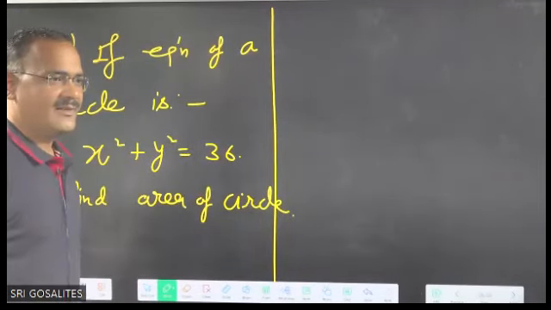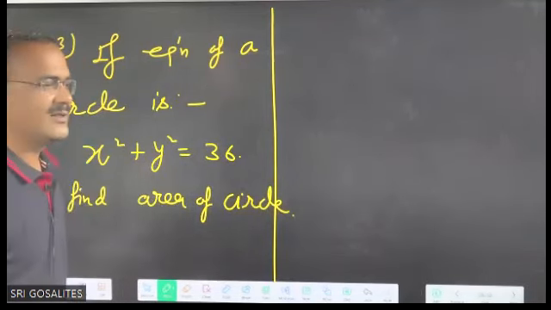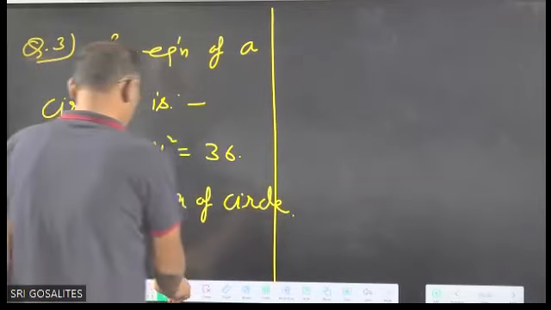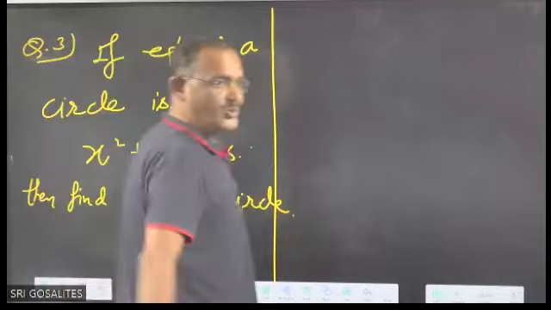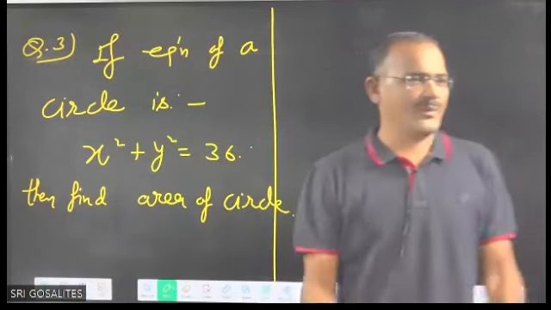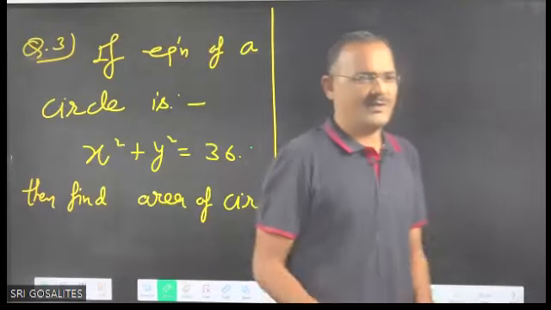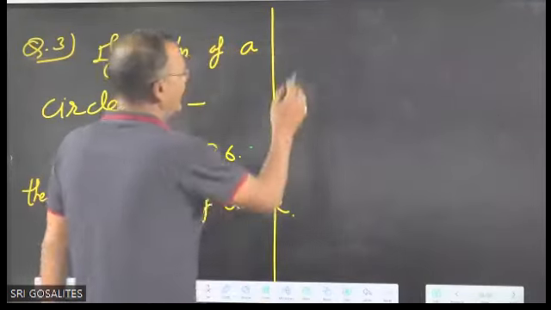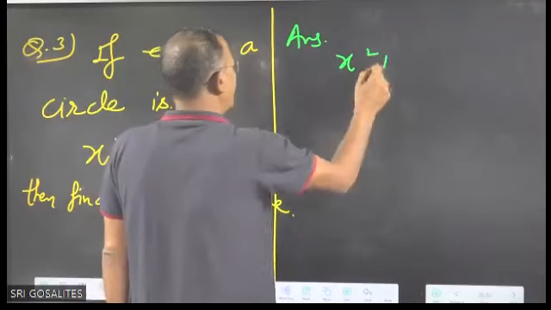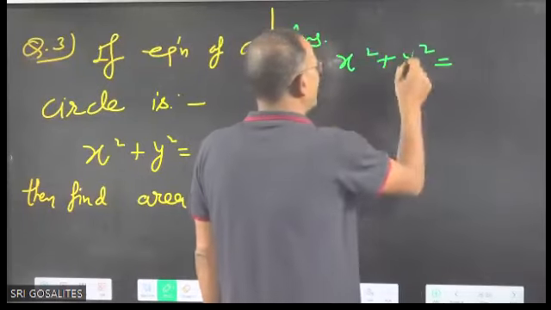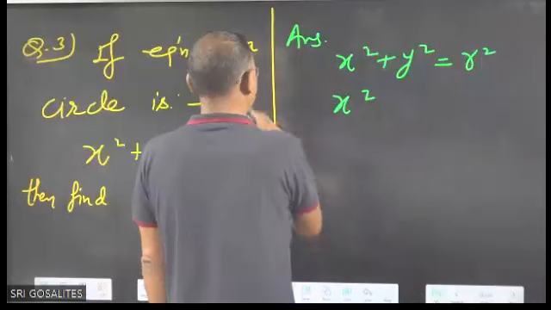Area. Pi r square. हाँ. See my dear children. बेटे जोश में होश नहीं खोना, आराम से पेशेंसफुली करना है, धीरे धीरे आराम से. Yes. So first we will write answer. See the standard equation of circle with the center at origin is this. What is given here?